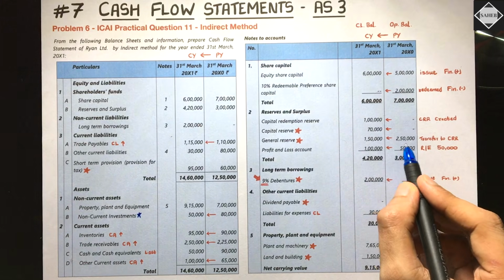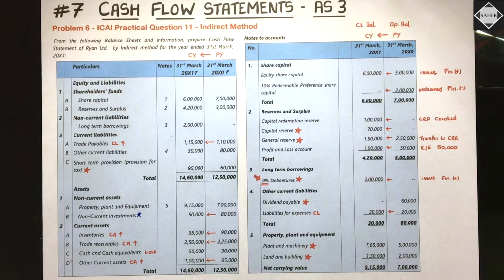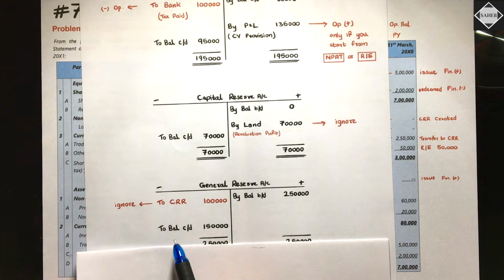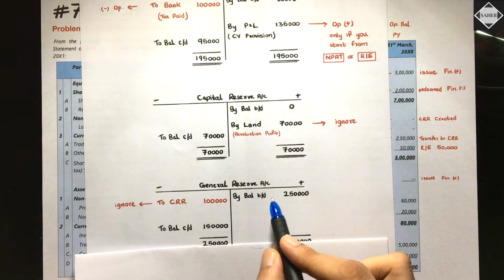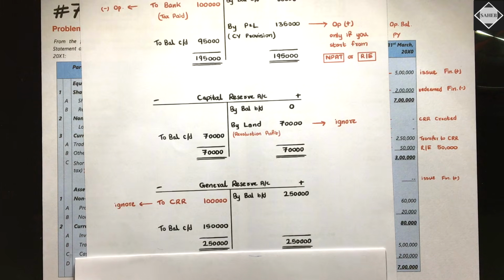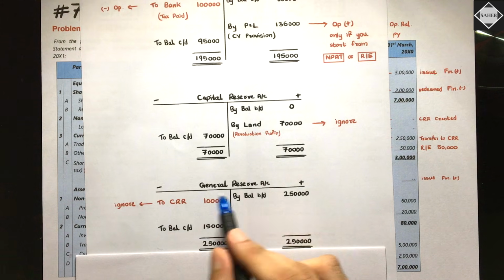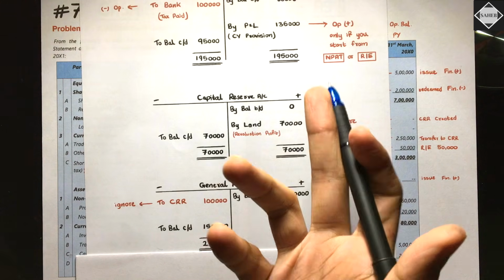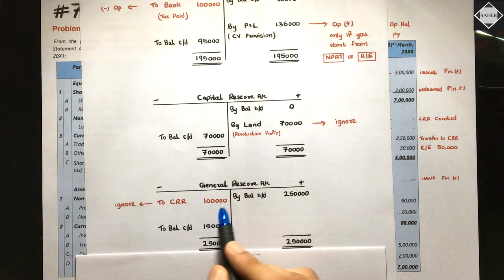See, opening balance is 2,50,000, closing balance is 1,50,000. So in the general reserve account, opening balance is 2,50,000, closing balance is 1,50,000. Credit balance. So opening balance on the credit side, closing balance on the debit side. So what has happened? Why has general reserve decreased by 1 lakh? It has decreased by 1 lakh because we have assumed CRR has been created. So 2 CRR 1 lakh.